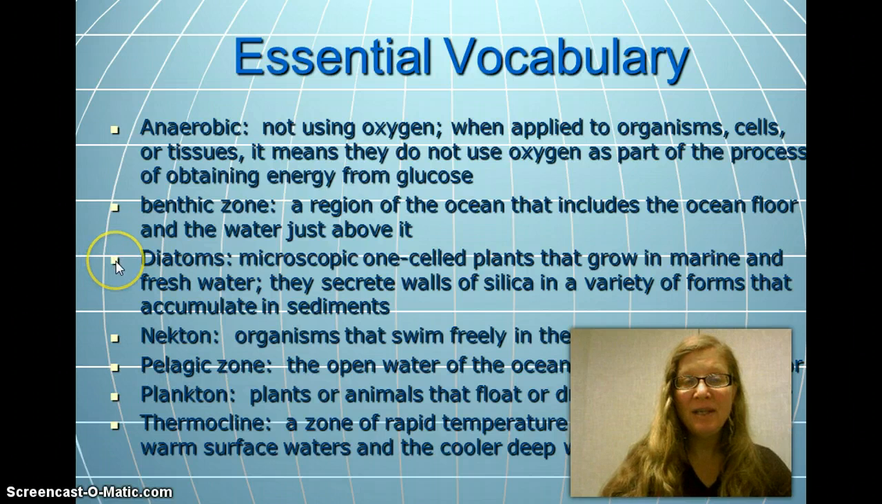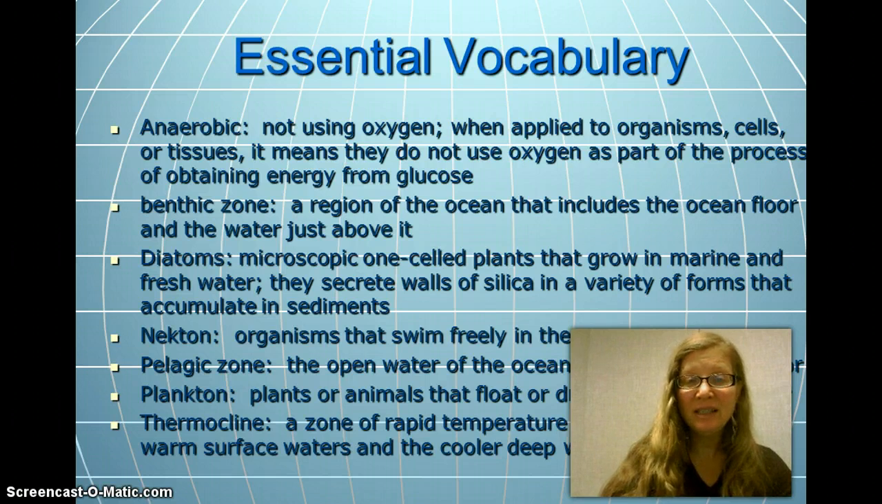Some of the life that you're going to be specifically identifying are the microscopic one-celled plants that grow in marine and fresh water. They secrete silica in their walls, and they have beautiful forms that accumulate in sediments. They're very important parts of the marine ecosystem, and very aptly called the jewel boxes of the sea.